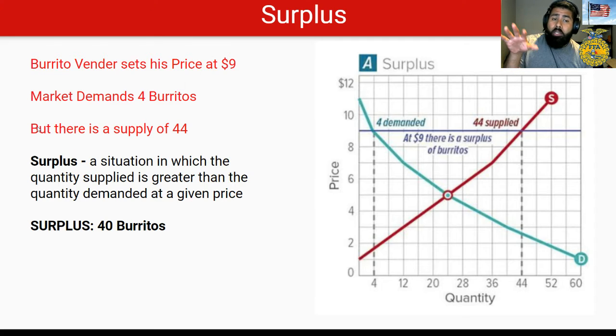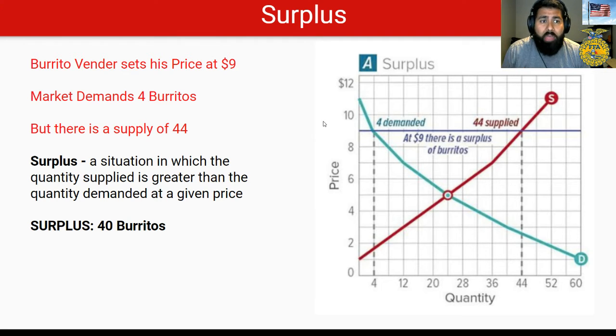And then he is also supplying 44 burritos because perhaps that person did a profit maximization function, right, on an Excel sheet and figured out, yo, we need to produce 44 in order for our marginal utility and everything to be maximized, right? So they produced 44 burritos at $9. However, the demand market, they're just like, I'm not really feeling 44 burritos.